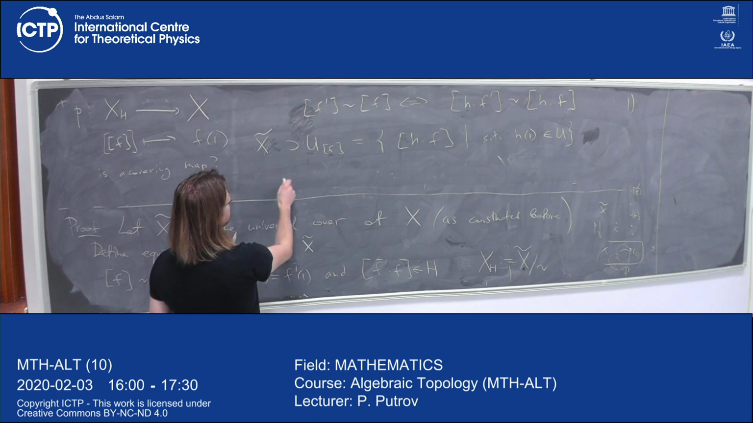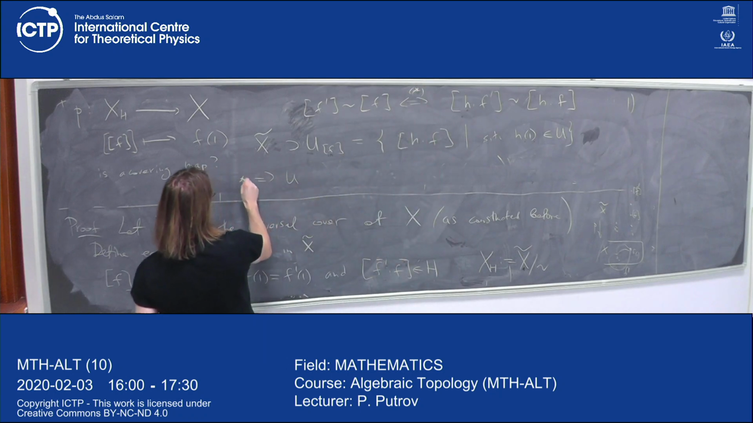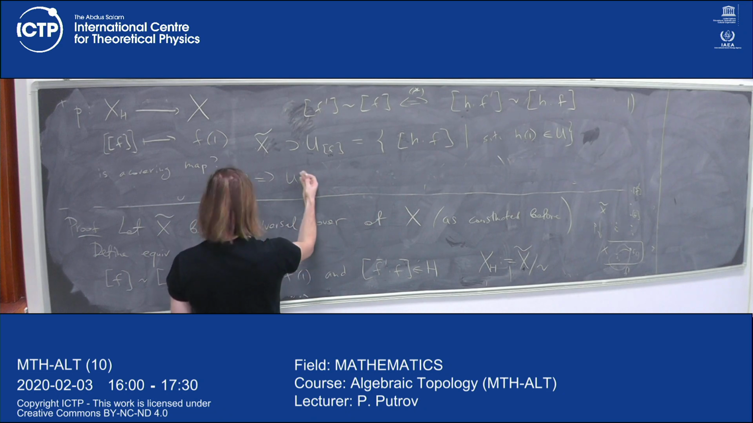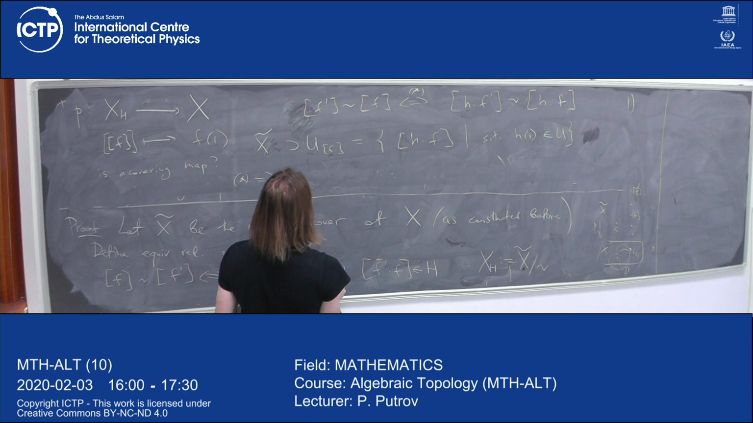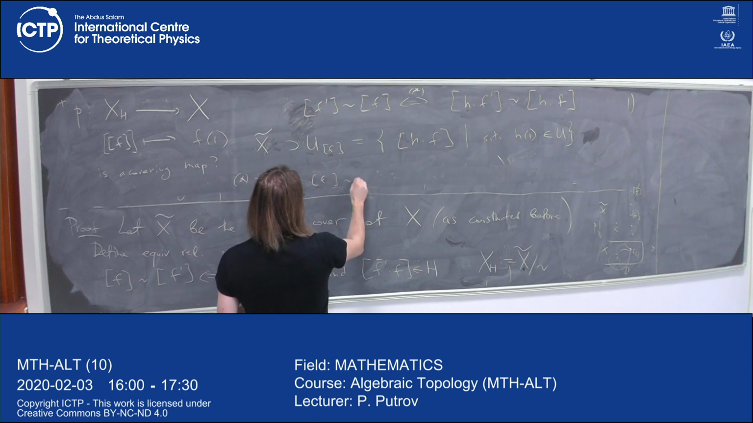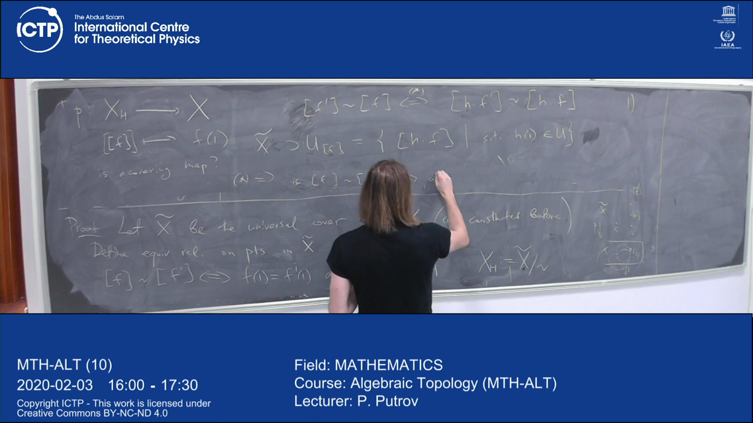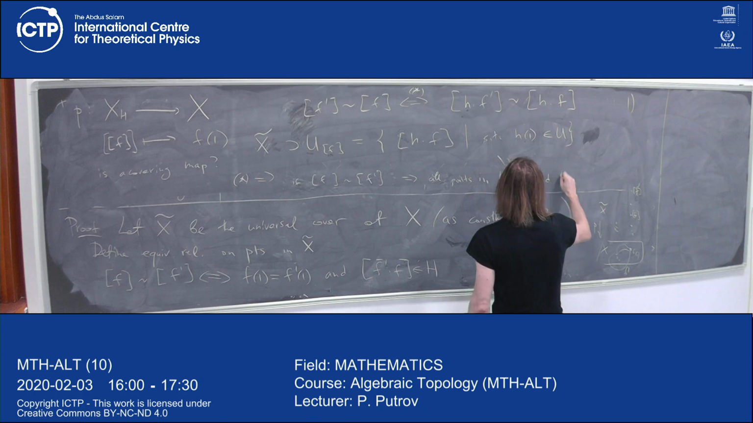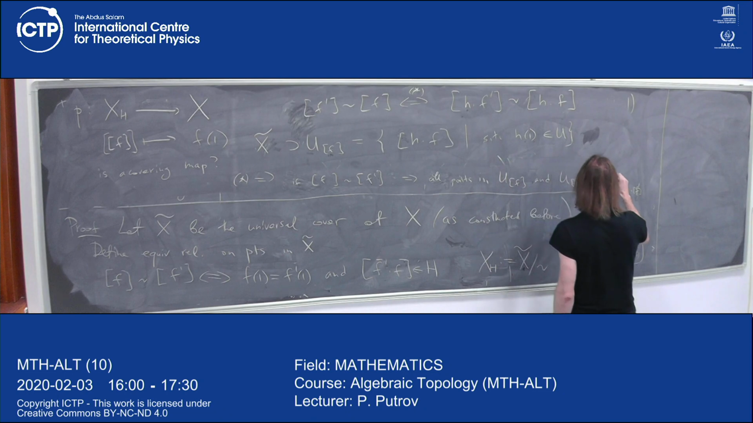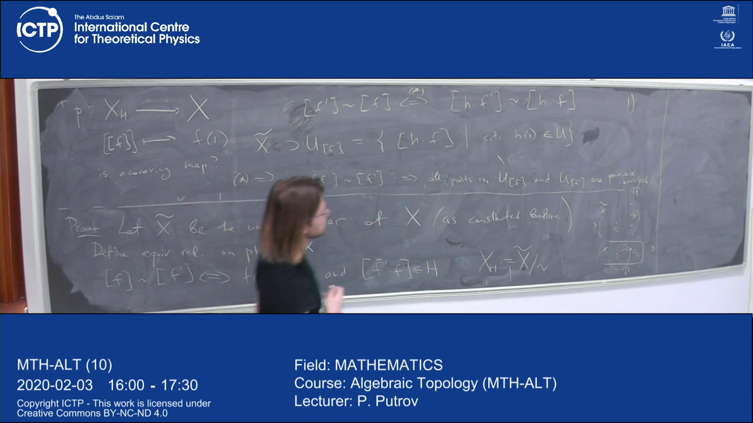Okay, so it follows from this observation that if F is equivalent to F prime, then all the corresponding open sets are identified under this equivalence relation.